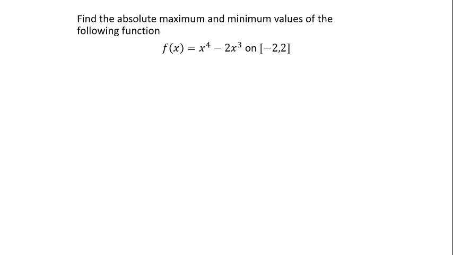So we're going to do that for this first one. We're going to take this function f of x equals x to the fourth minus 2x cubed on the closed interval -2 to 2, and we're going to find both the absolute maximum and the absolute minimum. So first of all, the function is a polynomial, therefore it's continuous, and we have a closed interval. So the extreme value theorem does apply, which means that we are guaranteed to have both an absolute maximum and an absolute minimum on this interval. So the first thing we have to do is find the critical points.